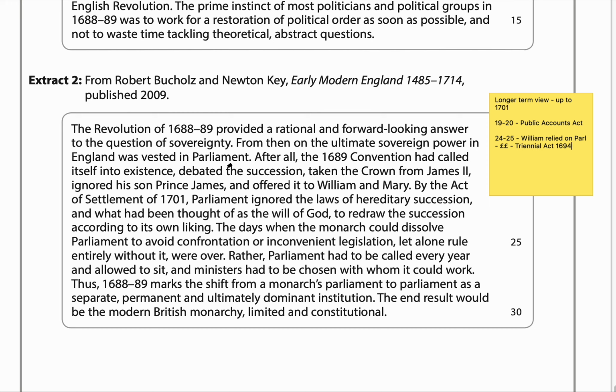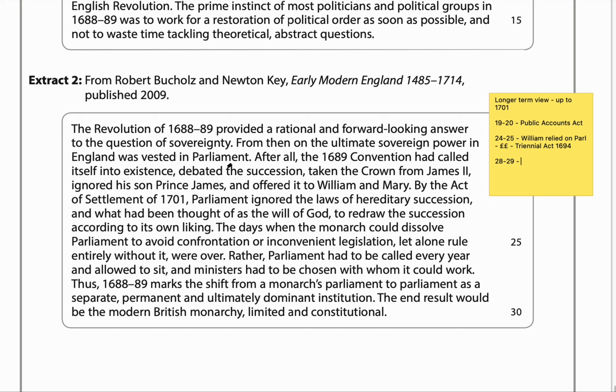So the Triennial Act of 1694 is evidence that they used that against him and became a kind of partner in government. Unlike if you compare it back to Charles I, where he just dissolved Parliament, just got rid of them. Charles II dissolved Parliament. That can't happen anymore. Okay, so you're agreeing with Buchholz and Key here, with extract 2, that there was a significant change. Okay, and then finally, if we go to lines 28 and 29, thus 1688 to 89 marks a shift from a monarch's parliament to a parliament as a separate, permanent, and ultimately dominant institution.